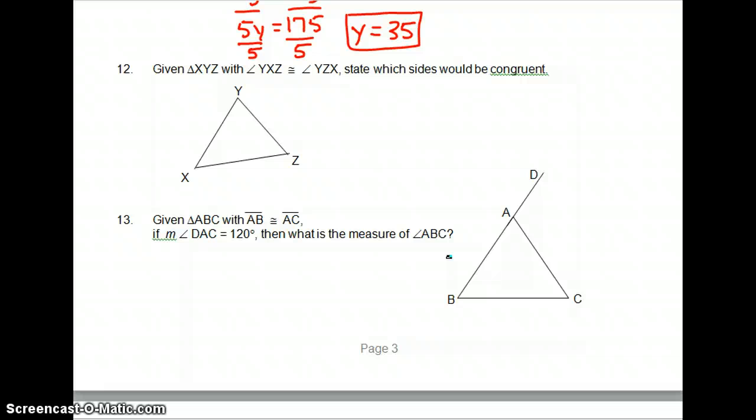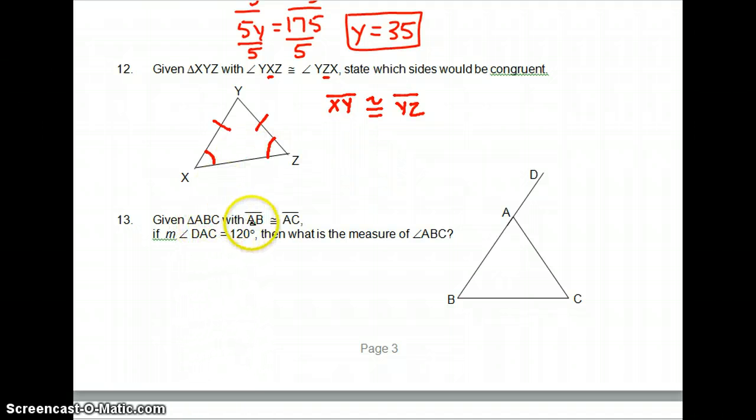Given XYZ, we're told that angle YXZ is congruent to YZX. Okay, YXZ, it's always going to be the one in the middle that you're looking at. So that's angle X congruent to angle Z. Which sides are congruent? Well, we know that sides across from congruent angles are congruent. So side XY is congruent to side YZ. And that's number 12.